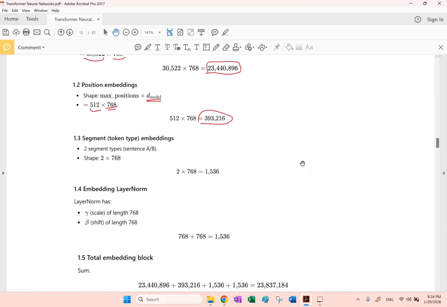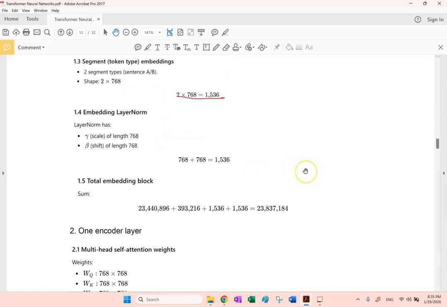Then you had two segments, segment A and segment B. Remember, sentence A said sentence B. Each one of them will go also to the dimension of 768. So 1500 just to do that. It's not really a big part. The big parts are the other ones. This is something that is very small.